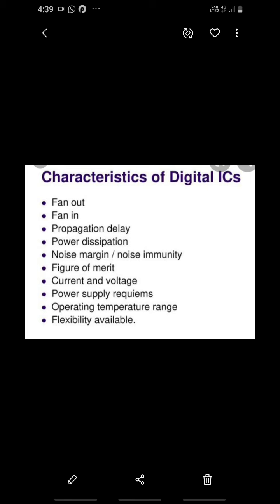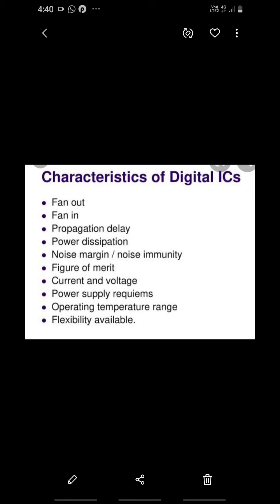Now, define the propagation delay. It is defined as the time taken by a signal to propagate from input to output when the input signal changes, or it is the time interval between a change in input state and the resulting change in the output state of an IC.